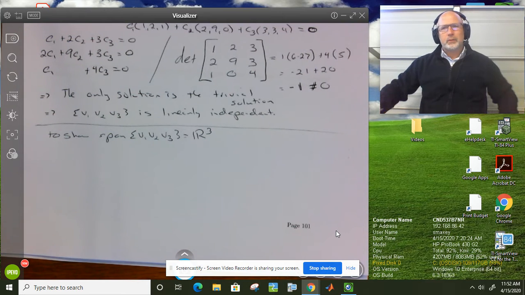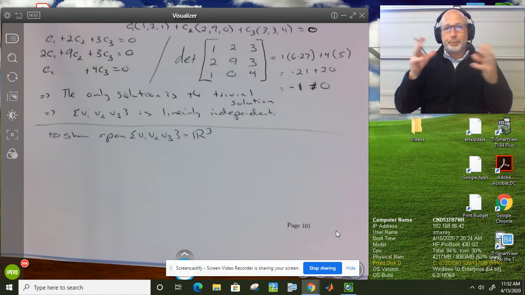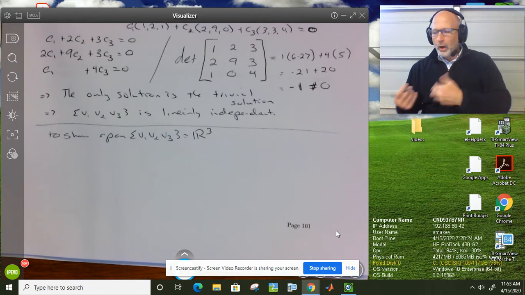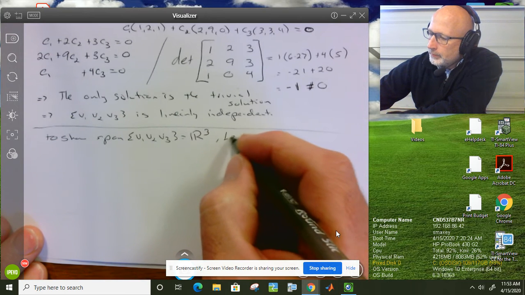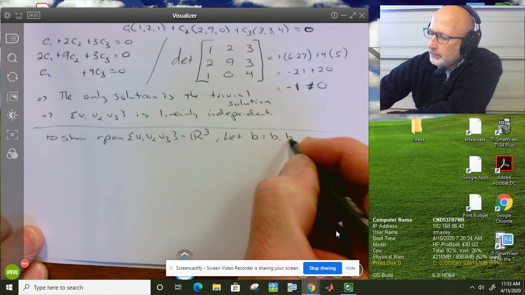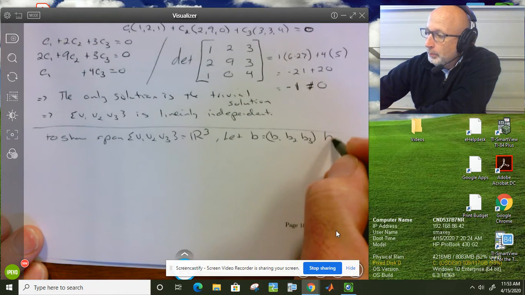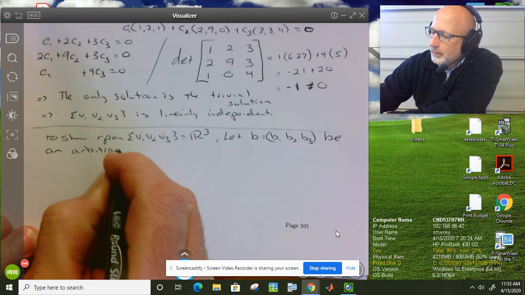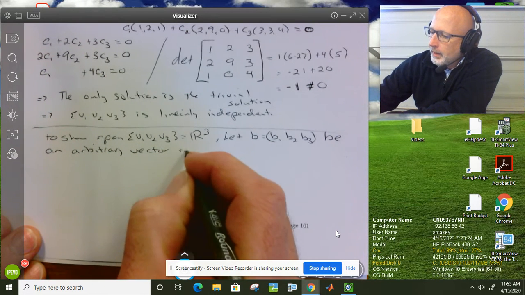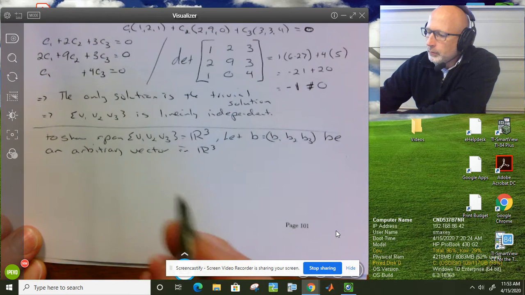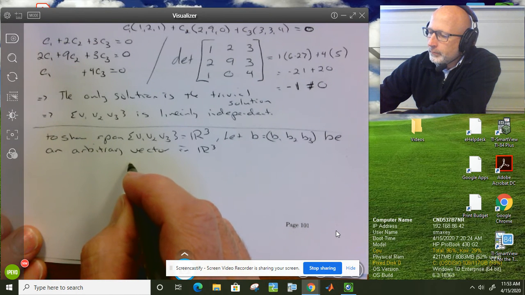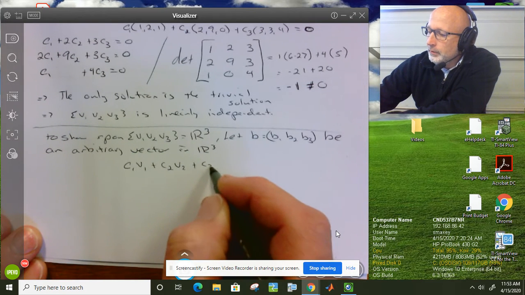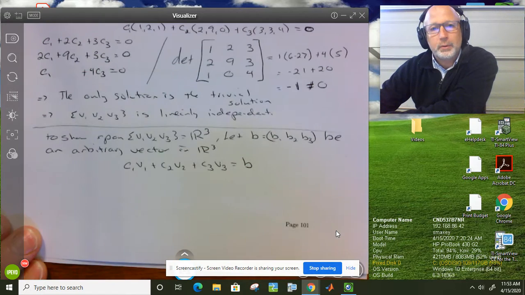Okay, so how do I do this? Spanning means every single point that's in that 3-space can be represented as a linear combination of v1, v2, v3. So I'm going to let b, which is equal to (b1, b2, b3), be an arbitrary vector in R3. So what I know then is I'm going to take c1 v1 plus c2 v2 plus c3 v3, and now I want it to be equal to b.